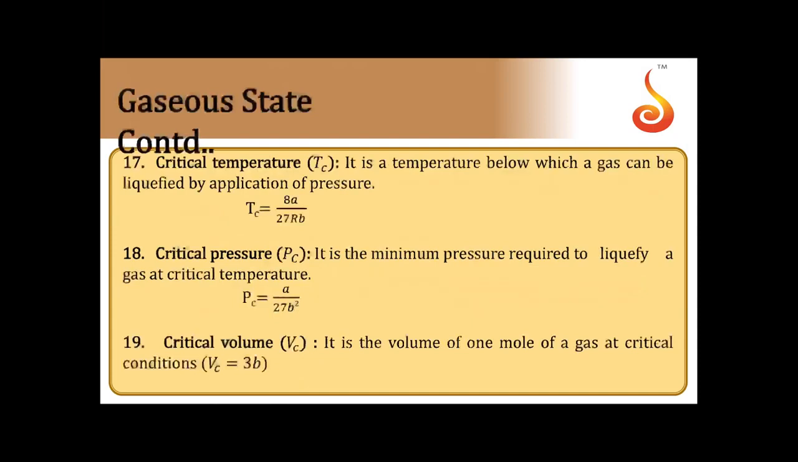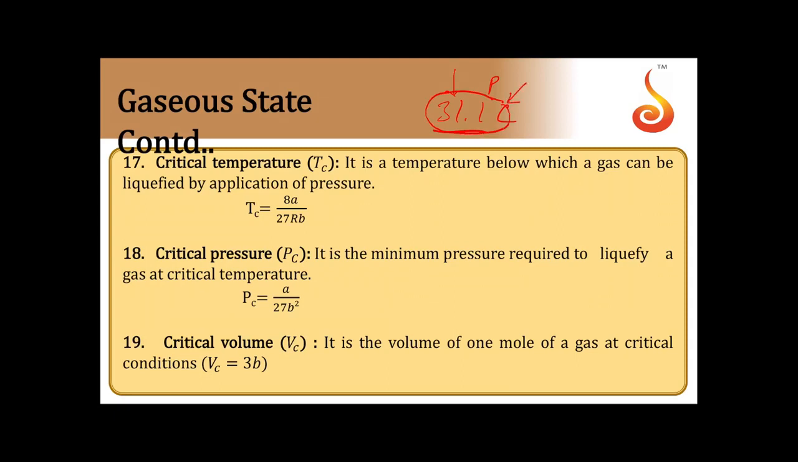Then comes critical phenomena: critical temperature, critical pressure, critical volume. Let us see the meaning of critical temperature. Suppose you consider carbon dioxide gas, its critical temperature is found to be 31.1 degrees Celsius. It means when you are cooling carbon dioxide gas to this temperature by applying pressure, then the gas can be liquefied. If you are not cooling up to this temperature, the carbon dioxide gas cannot be liquefied though you apply any amount of pressure.